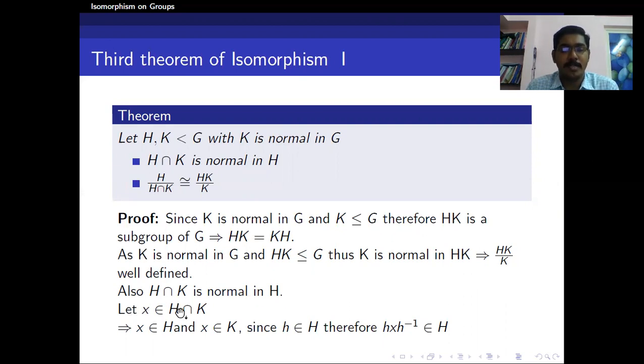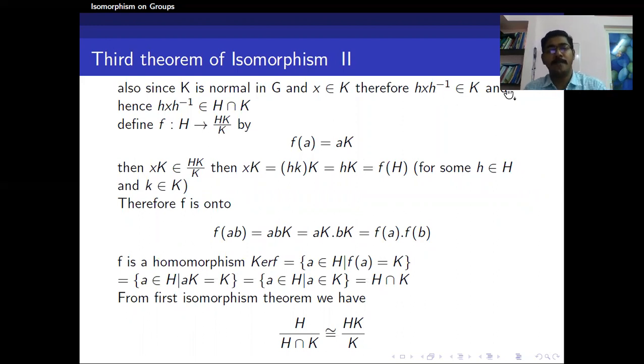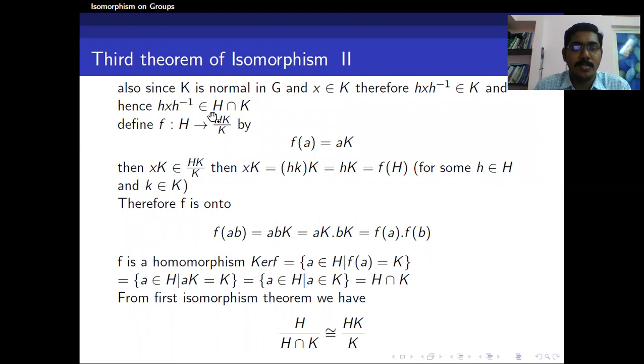Let us consider one element x belongs to H intersection K. If an element belongs to the intersection, that element should be present in each group. So x belongs to H and x belongs to K. Since x belongs to H, therefore x inverse belongs to H. Since K is normal in G and x belongs to K, therefore x inverse belongs to K, and hence x inverse belongs to H intersection K. Then f is a function from H to HK by K by f of a equal to aK. Therefore xK belongs to HK by K. Then xK is equal to hkK, then hkK is hK, so that is equal to f of h, for some h belongs to H and k belongs to K.